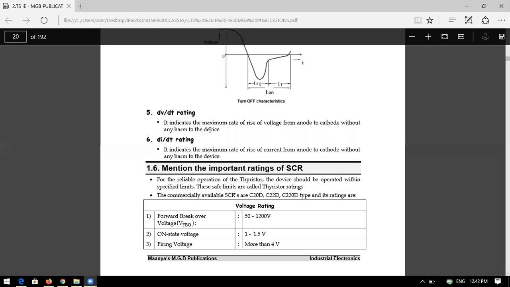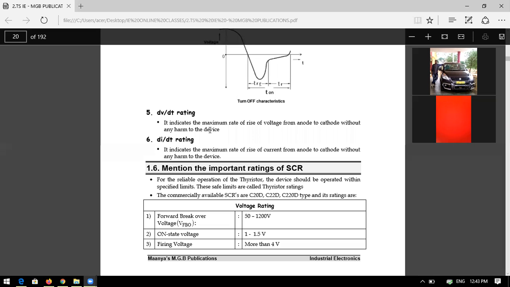So what is the meaning here? It is dv by dt. Within a short span, how much the anode to cathode voltage can rise, that rating you can call the dv by dt rating. That means within a short span, how much rise of voltage from anode to cathode. And di by dt is the same thing. It is the maximum rate of rise of current from anode to cathode without any harm to the device.